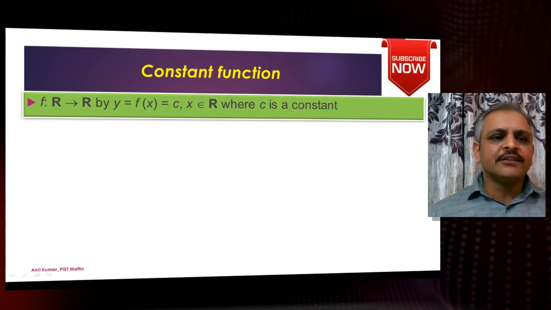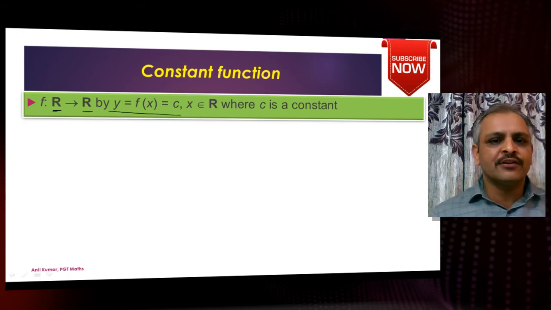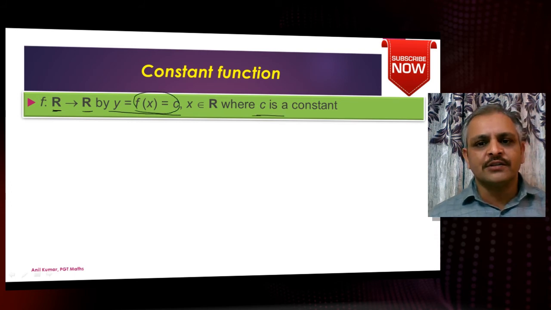So we will define the function like this. A function whose domain is all real numbers and codomain is all real numbers. And what is the function? y is equal to f(x) is equal to c. So f(x) is equal to c. What is c? c is a constant.